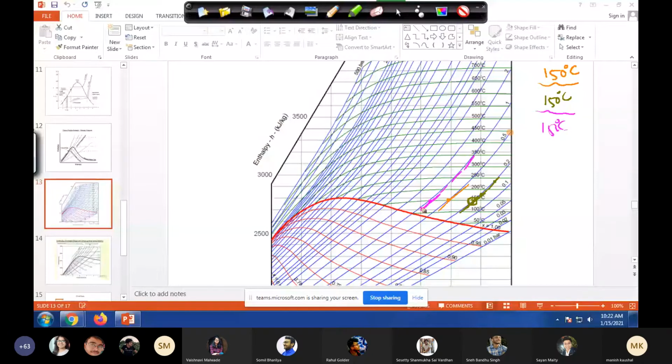So this way, on different constant pressure line, you can mark a point where the slopes are equal, and if you join those points, you will get constant temperature line. Okay, for example, this is 150 degrees Celsius.